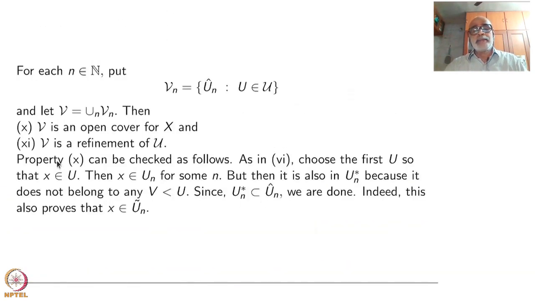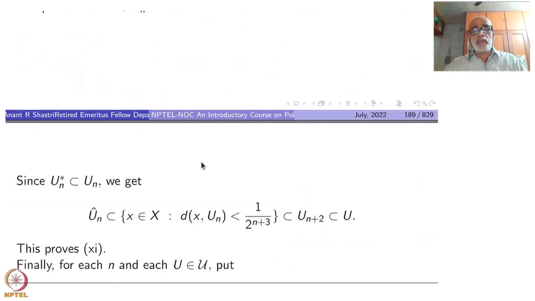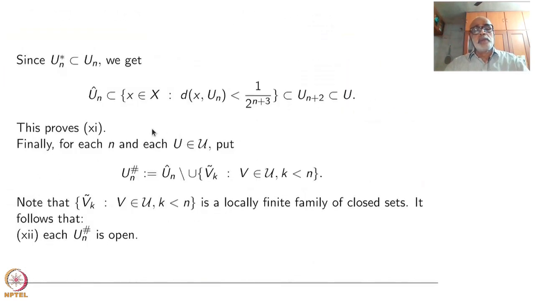All these U n hats is also an open cover, also a refinement of it. Finally I will have one more notation here. Let U n check equal U n hat minus the union of all V k twiddles, V belonging to U and k less than n. So this is where the twiddles were used.